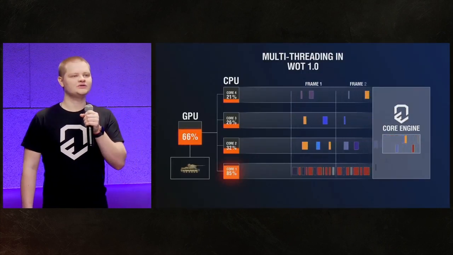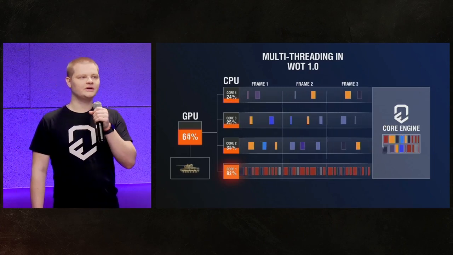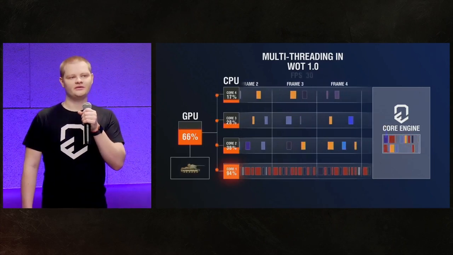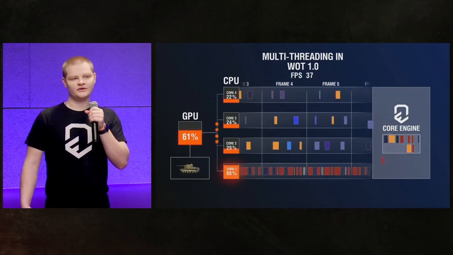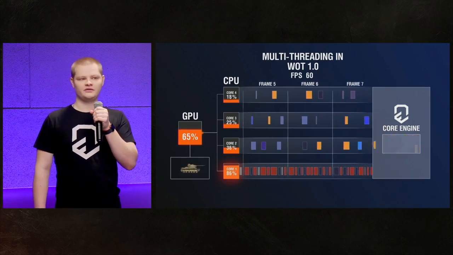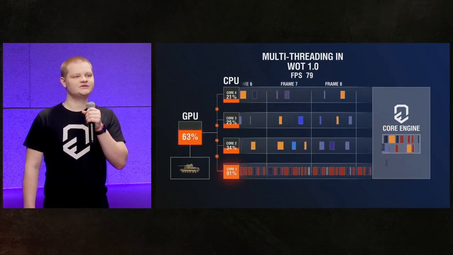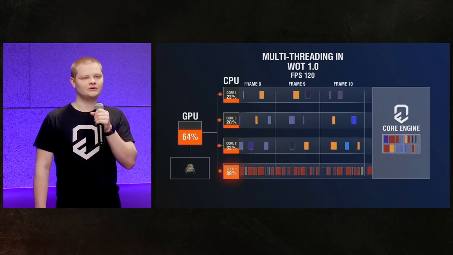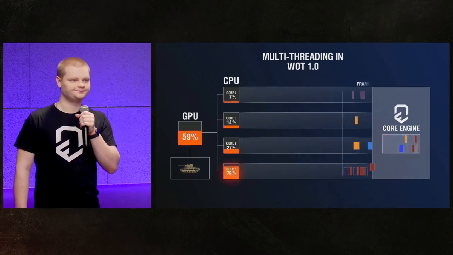This is how our engine works without concurrent rendering. You can see an overloaded main thread, the main render thread, and underloaded child threads. As a result, the GPU does not get enough work to be most effective.